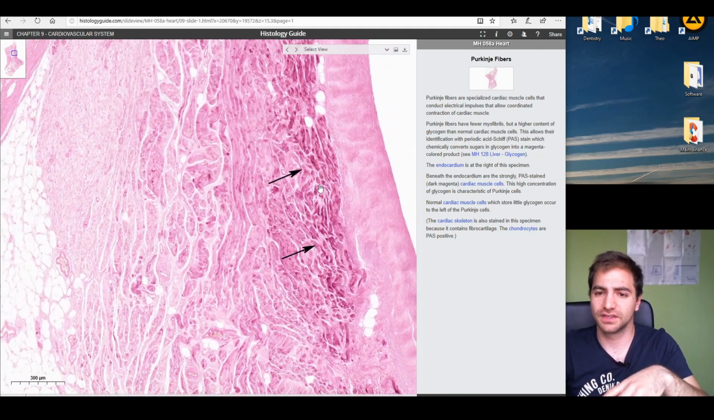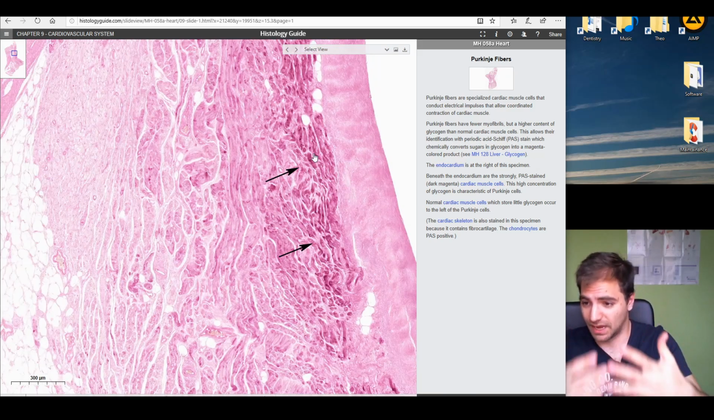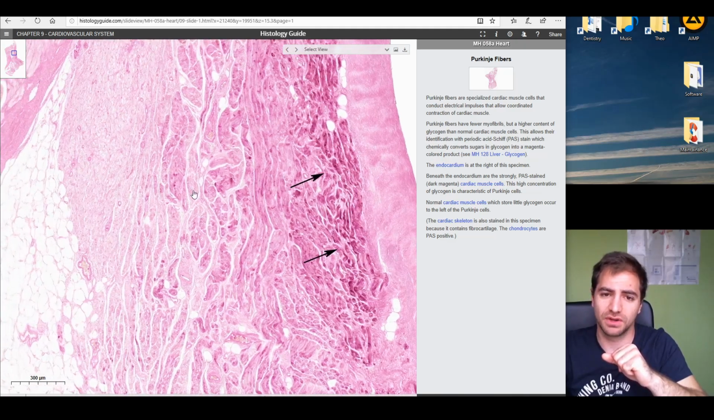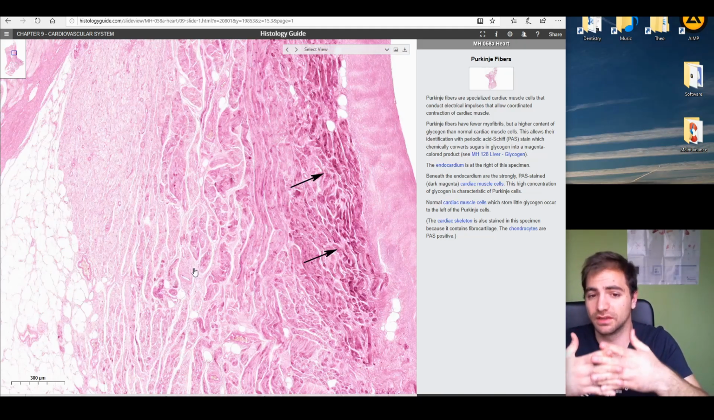Of course, we can find a very similar appearance in the H&E, but in the PAS method, we can visualize the vivid pink color and the positivity throughout the whole layer of the Purkinje fibers. Now, exactly beneath, we can find the typical cardiac muscle cells, which of course do not contain a high amount of glycogen, and as a consequence are not positive to the PAS staining method, in comparison to the Purkinje fibers. Thank you very much.